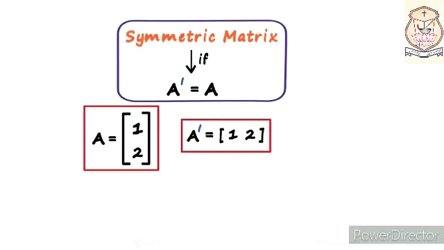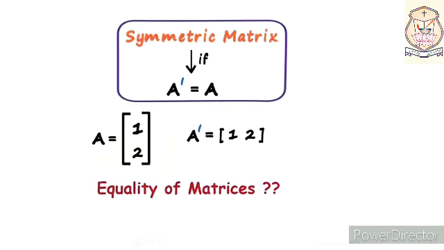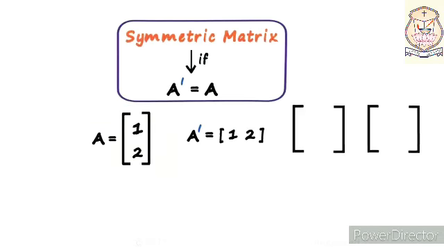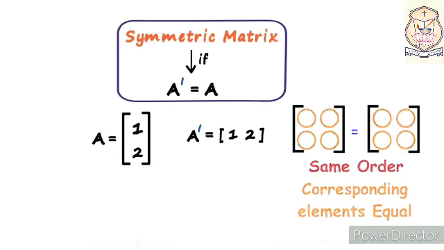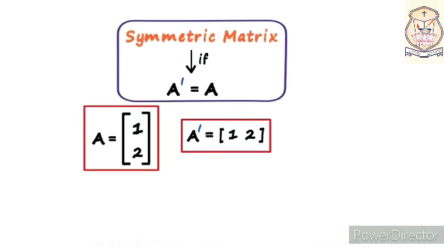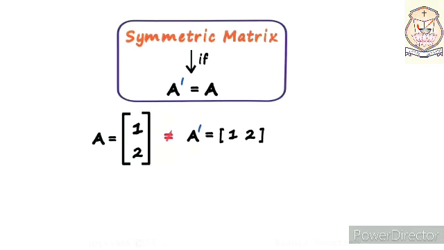Are they equal? When are two matrices equal? Do you remember equality of matrices? Two matrices are equal if they're of the same order and if their corresponding elements are equal. Here the orders are different. The order of A is 2 by 1 and that of A transpose is 1 by 2. They are not equal.